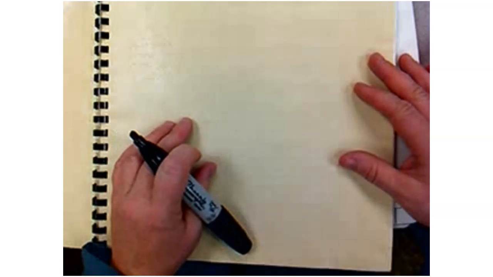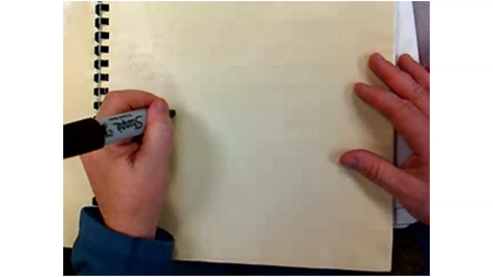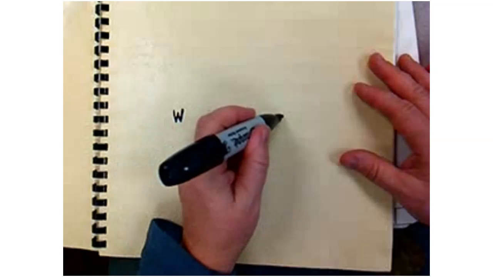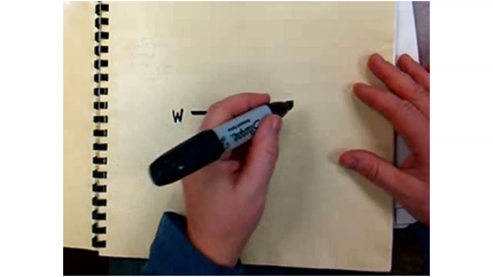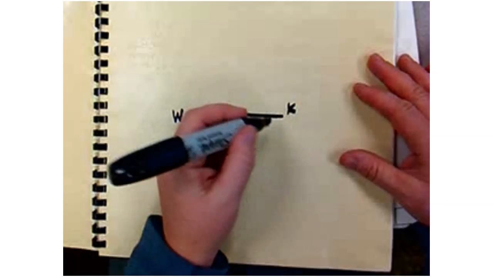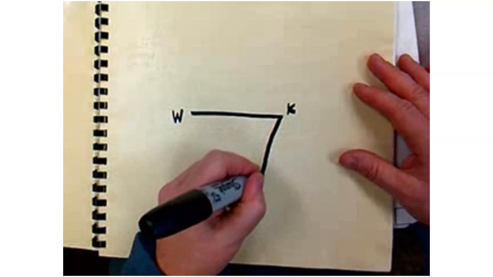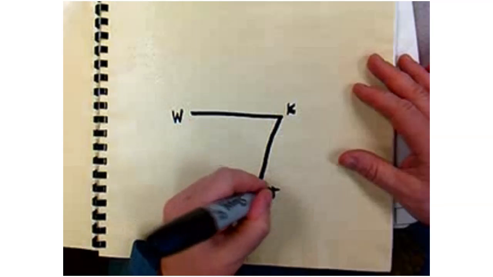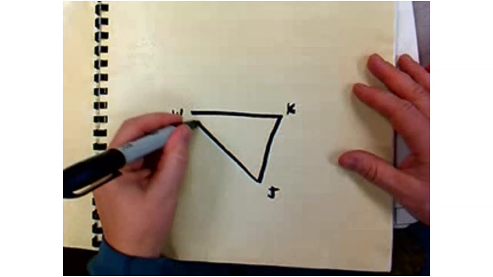So you have another triangle, a model. W is the top left vertex. Immediately to the right is K. And then down at the bottom right is vertex J. That gets you back to vertex L.